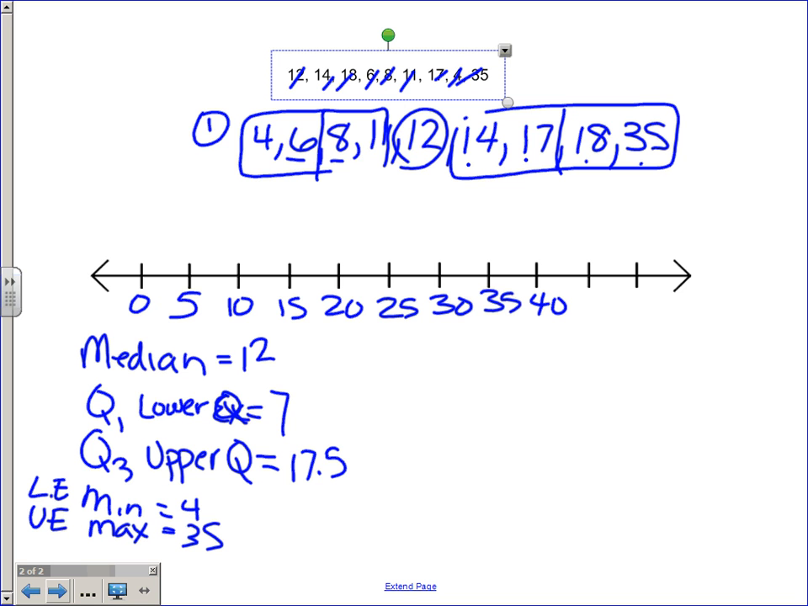So my median is 12. That makes it right about here. My lower quartile is 7. Puts it about here. My upper quartile, 17.5. That puts it about here. So now I have a box.